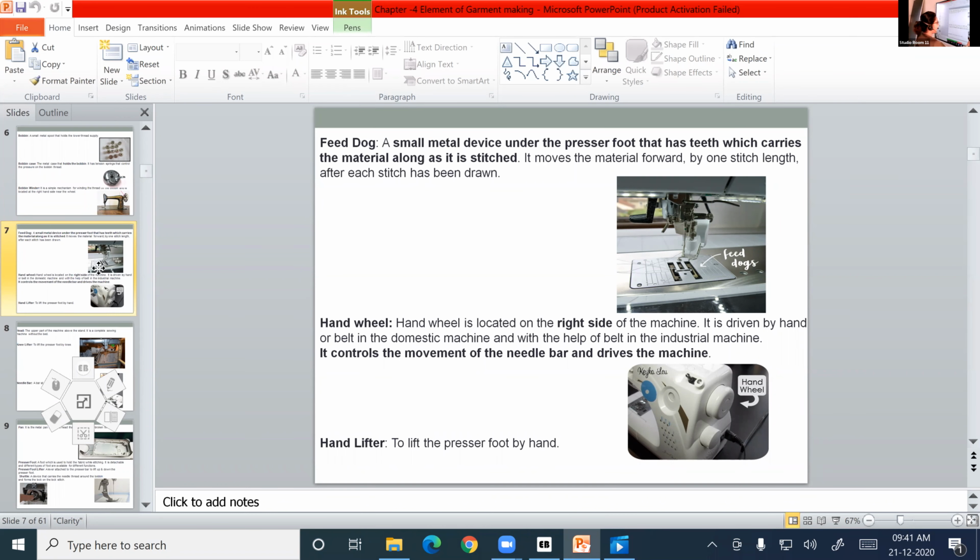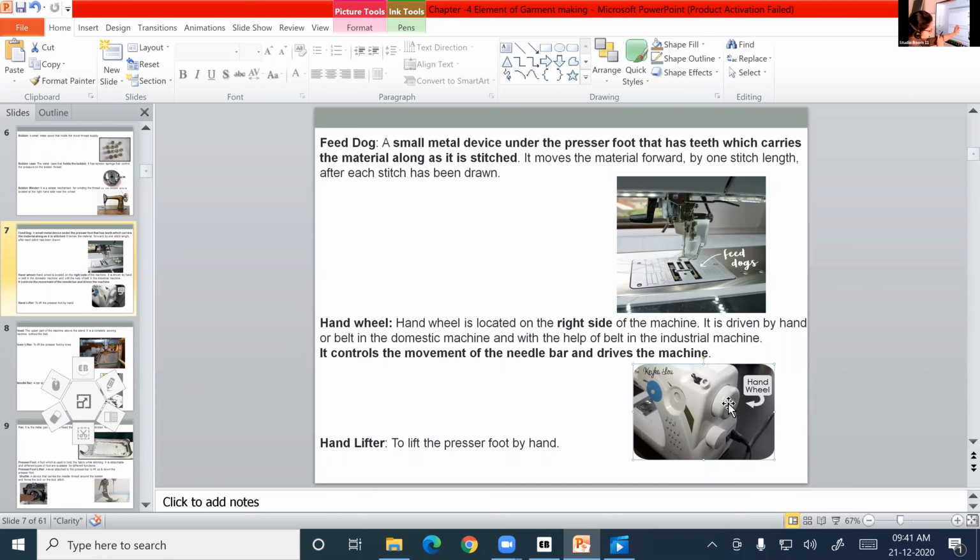And this is a hand wheel, and it is located on the right side of the machine. It is driven by hand or belt in the domestic machine, and with the help of a belt in the industrial machines also. It controls the movement of the needle bar, which drives the machine. So the hand wheel is controlling the needle bar. The needle bar is the thing into which we join the needle.